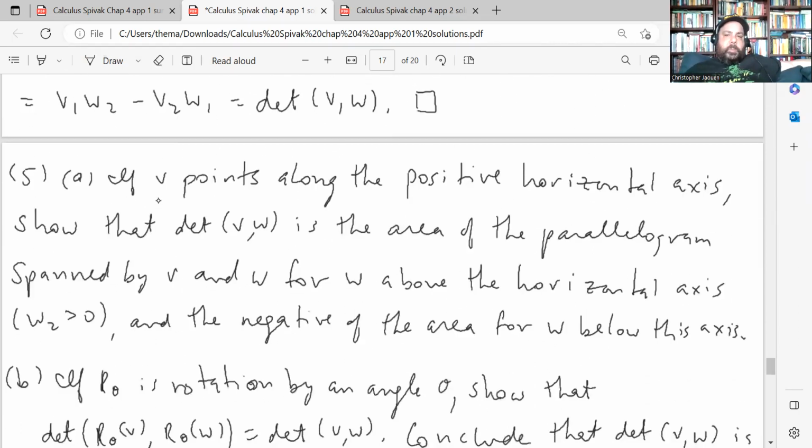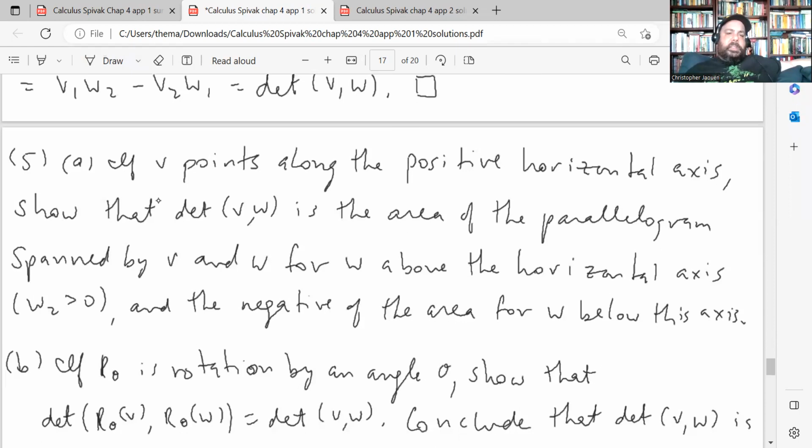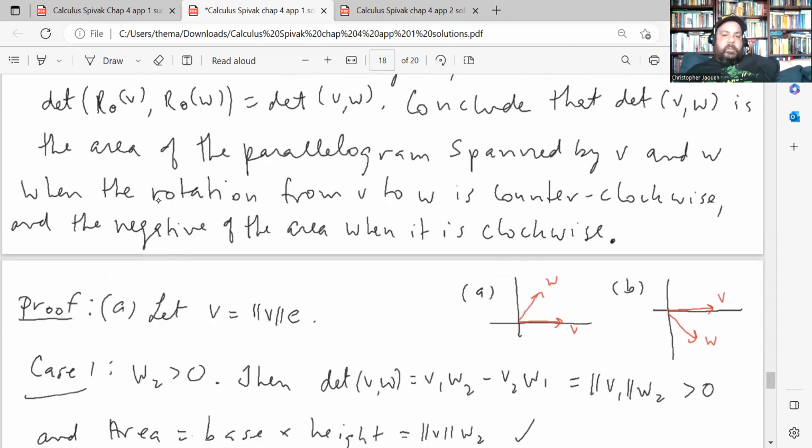All right, so there's a couple parts to question number 5. Part A says, if V points along the positive horizontal axis, show that determinant VW is the area of the parallelogram spanned by V and W for W above the horizontal axis, meaning W2 is greater than 0, and the negative of the area for W below this axis. So let's take care of that part first.